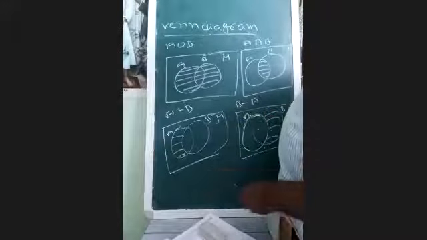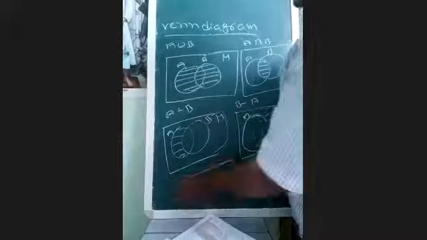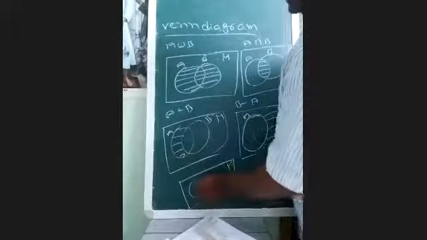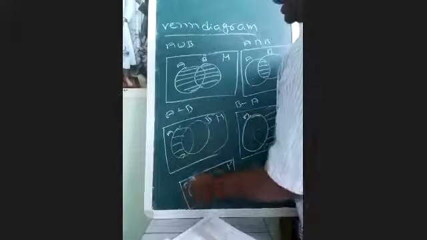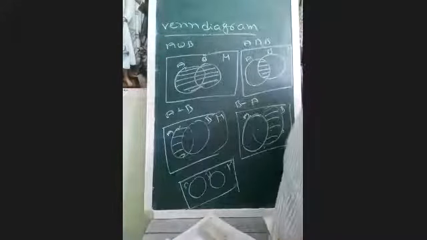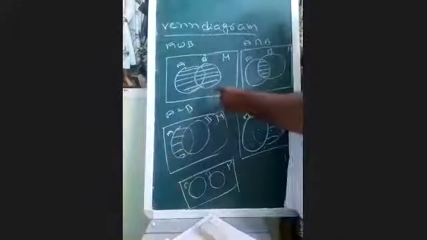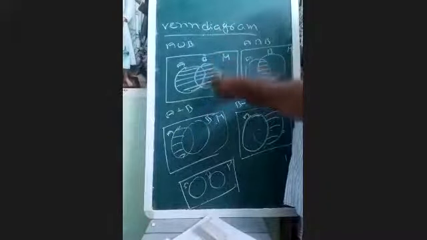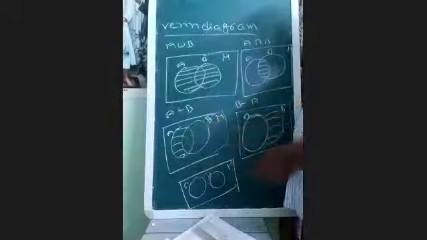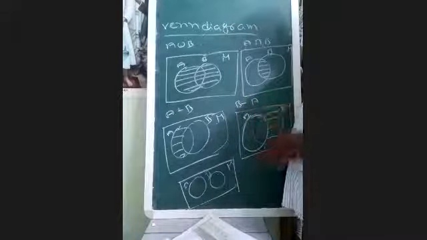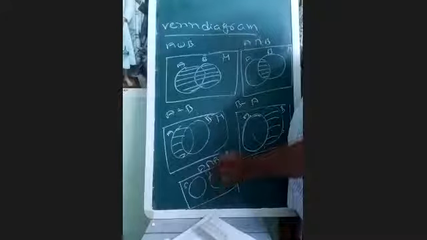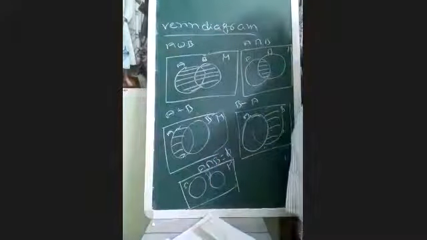Next, disjoint sets. You have to take two circles that do not intersect. A, B. Then this is called disjoint sets. You observe A union B. Draw the Venn diagram. A intersection B. This is A minus B. This is B minus A. This is A intersection B is equal to phi.